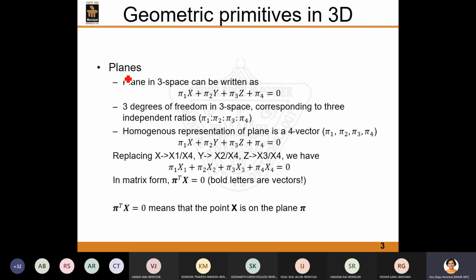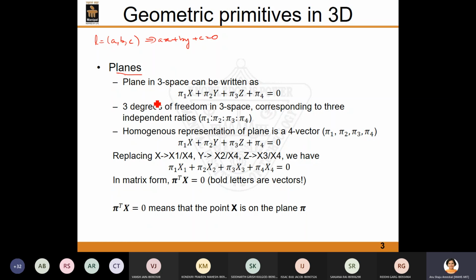Okay, so next let's see how we can represent planes in the 3D space. It is very similar to how we represent lines in 2D space. Lines, as I said earlier, I write this way: if I have ax plus by plus c is equal to 0.